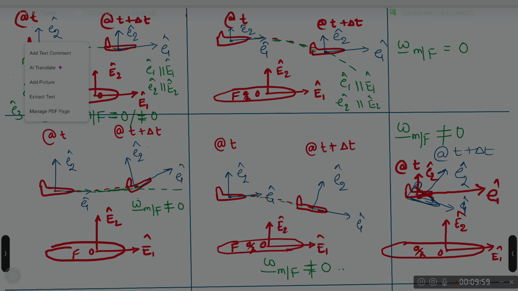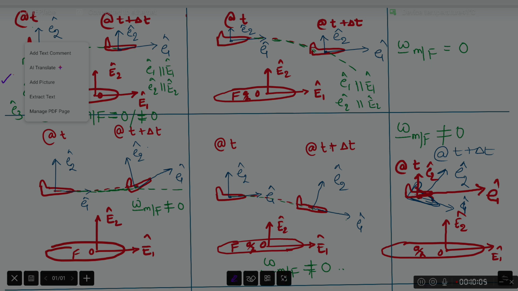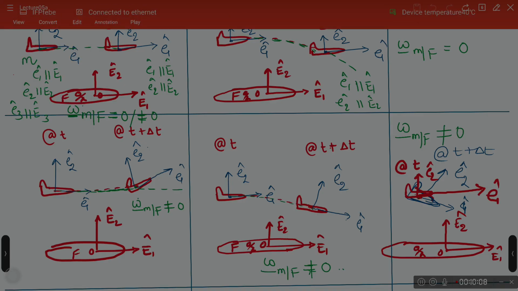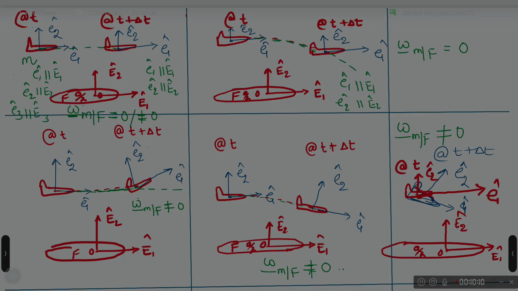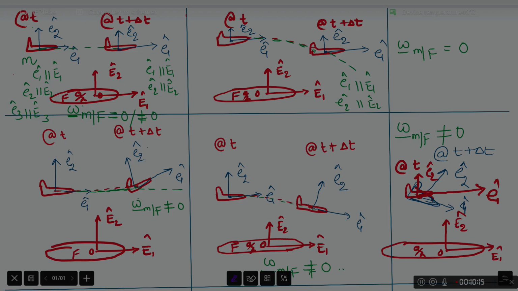In this case, let's focus on the first case. Here I am showing a reference frame F with big E1 and big E2 as the F fixed unit vectors, and E3 is coming out of the plane of the screen.